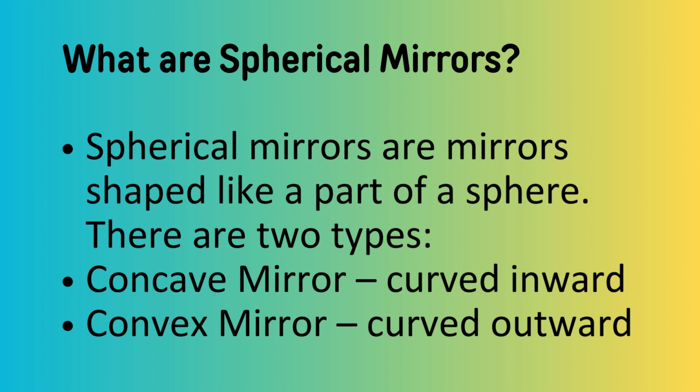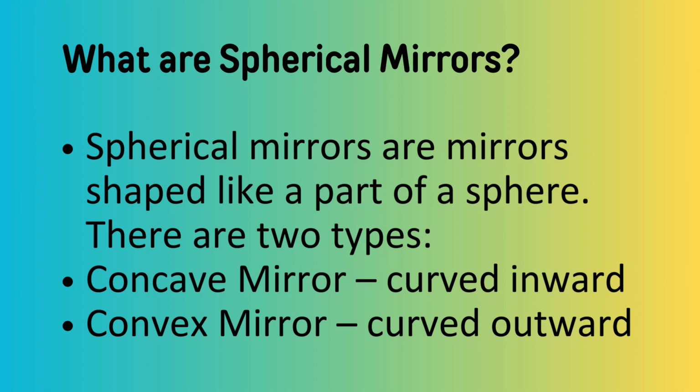First of all, what are spherical mirrors? Spherical mirrors are mirrors that are shaped like a part of a sphere. Based on their shape, there are two main types. The first one is the concave mirror, which is curved inward, like the inside of a bowl. The second one is the convex mirror, which is curved outward, like the back of a spoon.